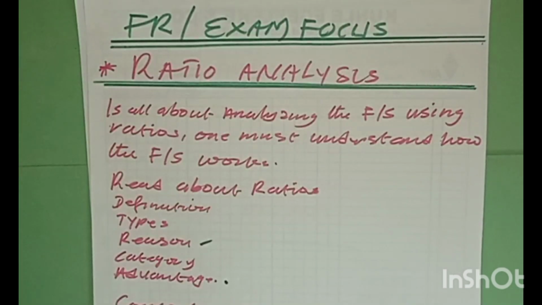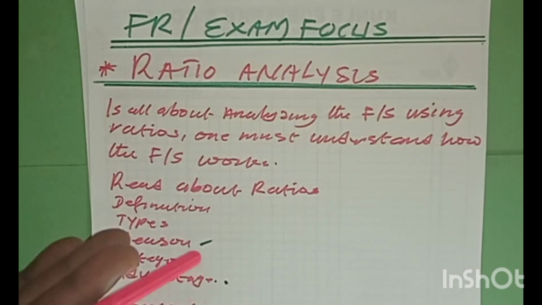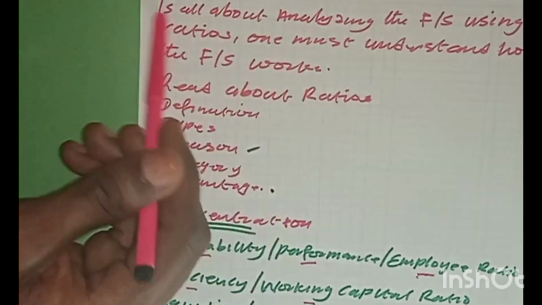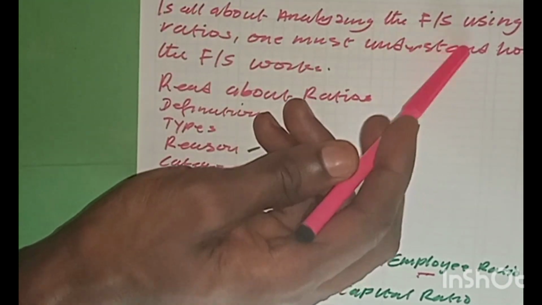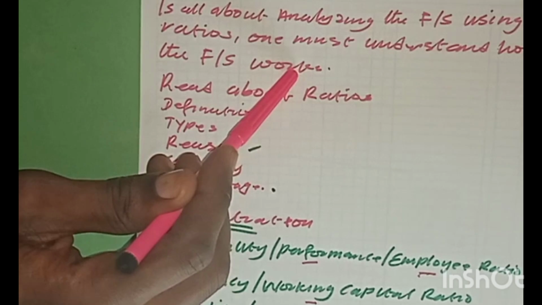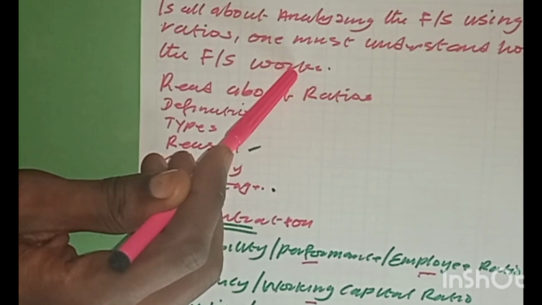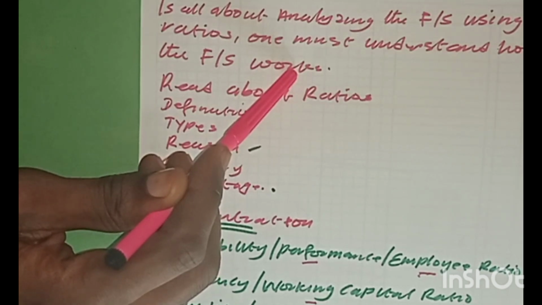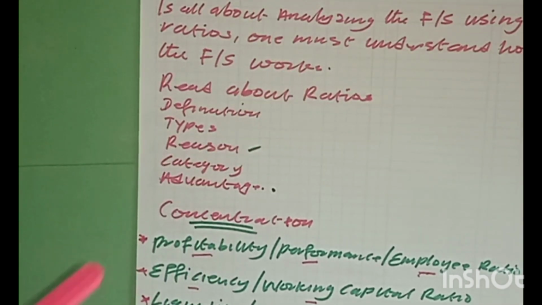And the next one is ratio analysis. Don't joke with this. They believe that if you can prepare your published account or your group account consolidated, then you should be able to analyze them. That is where they come in here. But first of all, ratio analysis is all about analyzing the financial statement using ratios. One must understand how the financial statements work. You must understand how your income statement works. You must understand how your cash flow works, how your financial position works, how your change in equity works. Because if you don't know how these things work, how do you analyze? So that is why you must know how those things, your published account, work.